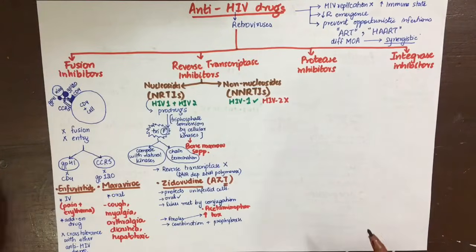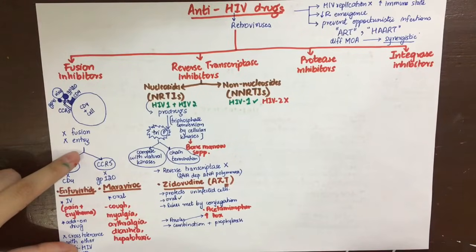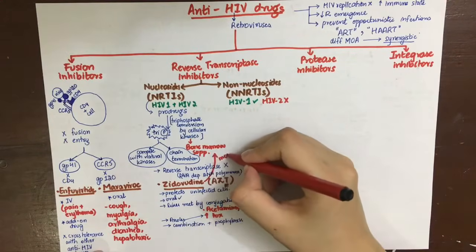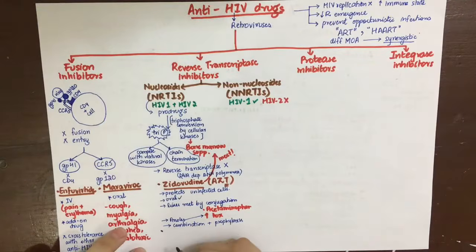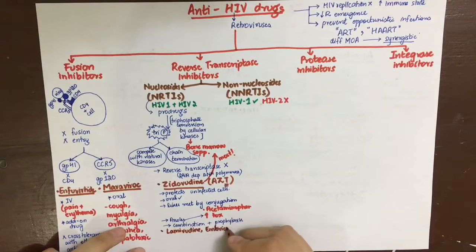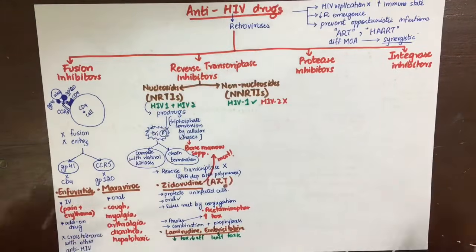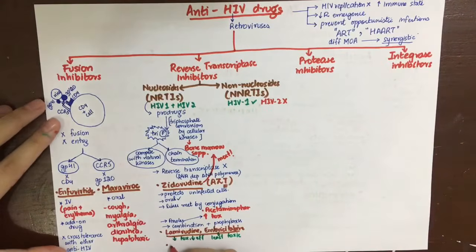Other NRTIs only differ in their side effects. They can be lamivudine, emtricitabine, and among these, lamivudine stands for least toxic and least potent, L for least toxic and least potent, while emtricitabine is the least toxic. Other side effects are peripheral neuropathy, which is more pronounced with zalcitabine, stavudine, and didanosine, while pancreatitis is more pronounced with zidovudine, didanosine, and zalcitabine.